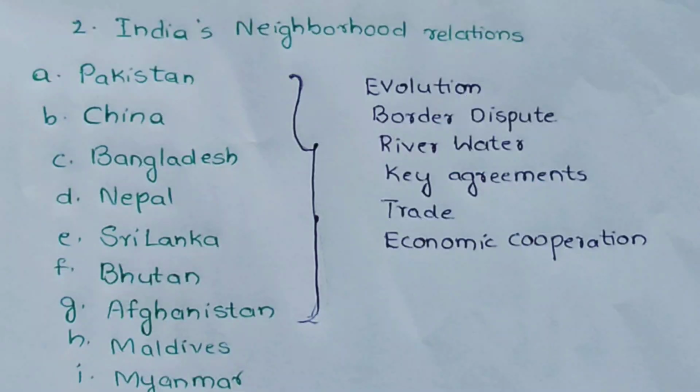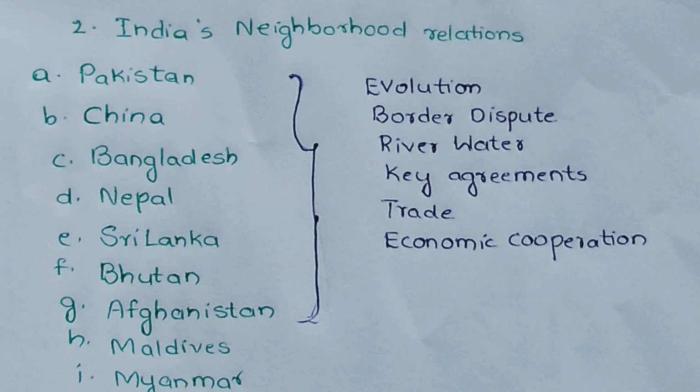So first understand the evolution of India's foreign policy, and after that the next thing is you have to understand the relation of India with neighboring countries. Neighboring countries are nothing but Pakistan, China, Bangladesh, Nepal, Sri Lanka, Afghanistan. So like this, first understand India's relation with these neighboring countries, like what is the relation between each and every country. You have to see whether there are any disputes between these countries.